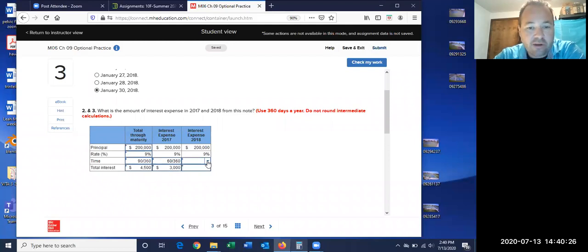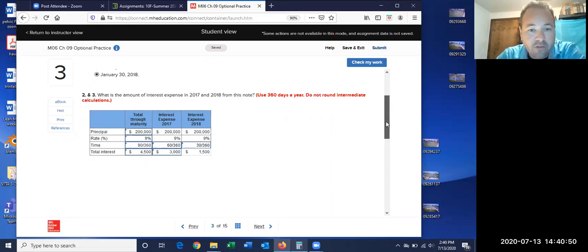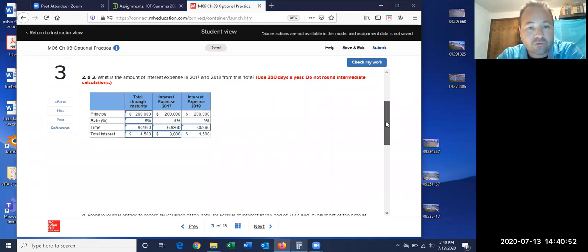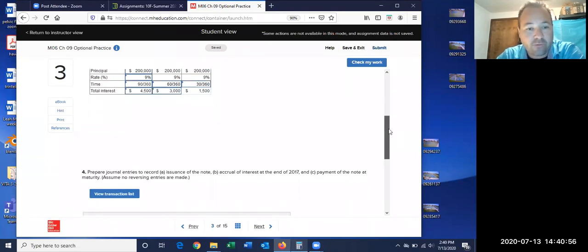And in January, all we have left is 30 days. I could calculate it out, but I know if 3,000 was in the last year, that means I still have 1,500 left for this year in 2018. Now I'm going to use these numbers. I'm just going to have to scroll back up and down, but it's not that bad. 3,000 for interest that is due in 2017 and 1,500 for the following year.